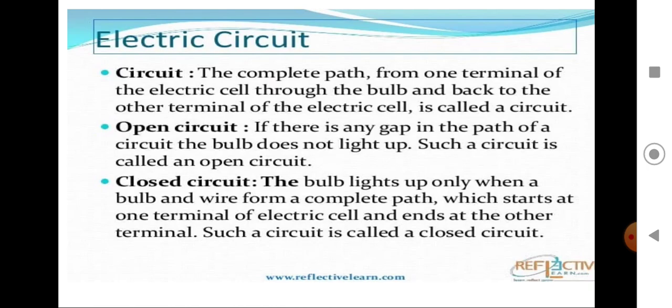So circuit means what? Electric circuit is a complete path from one terminal of the electric cell through the bulb and back to the other terminal of the electric cell. All should be connected. Then only a circuit is ready. If you have a bulb, a cell and connecting wires, you can start connecting properly. When you connect positive to negative, negative to positive in a proper way, the current, the electrons will start flowing and the bulb will start glowing.